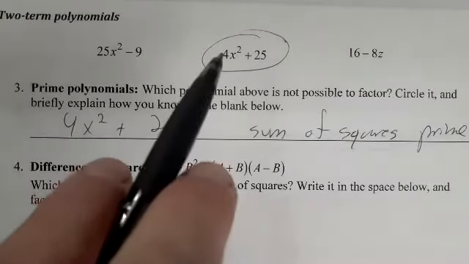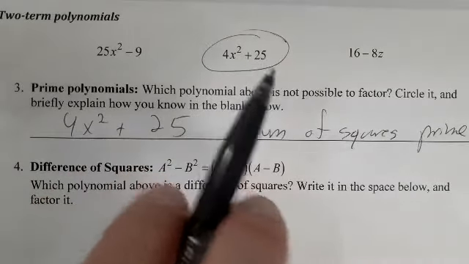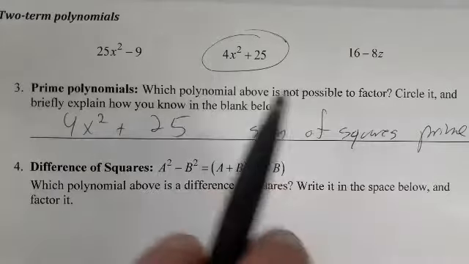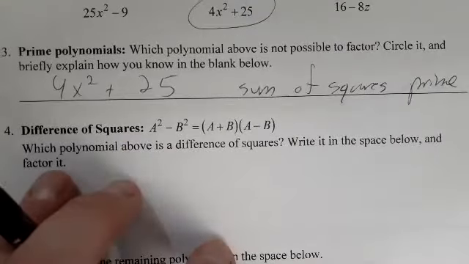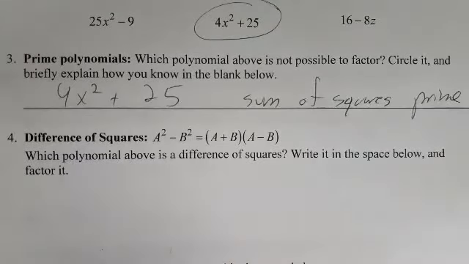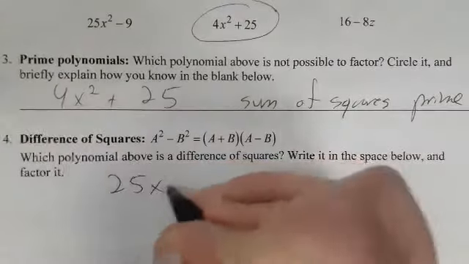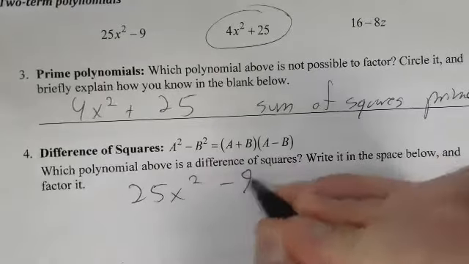So if you have a square here and a square here, and there's an addition sign between them, we cannot factor it. We just call it prime, and we're done. The difference of squares: which of the polynomials above is the difference of squares? That would be the 25x squared minus 9.